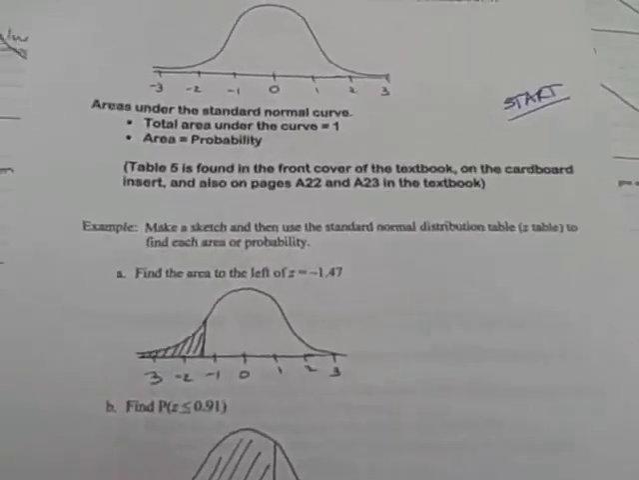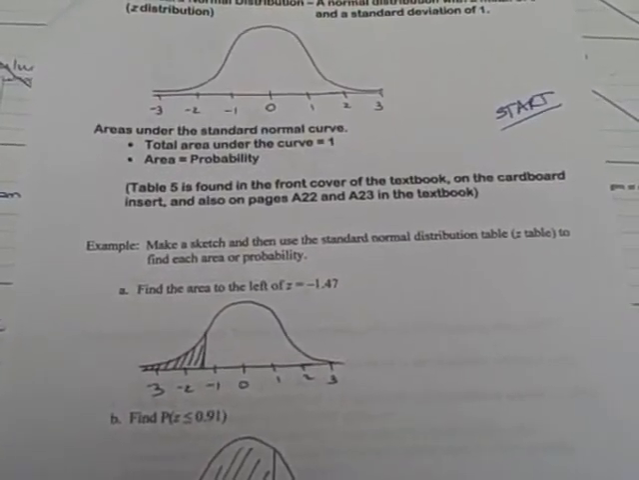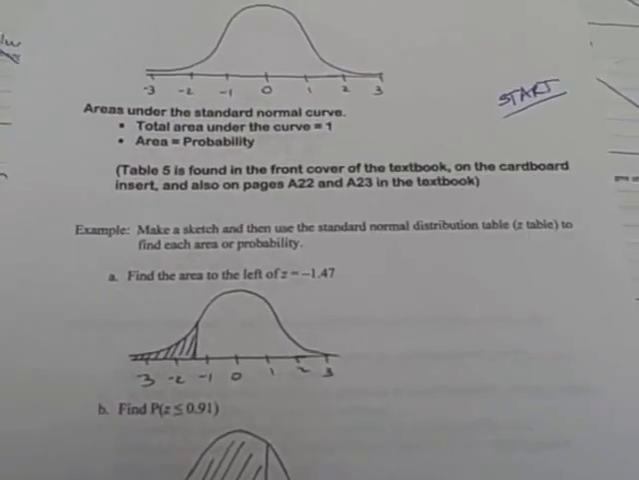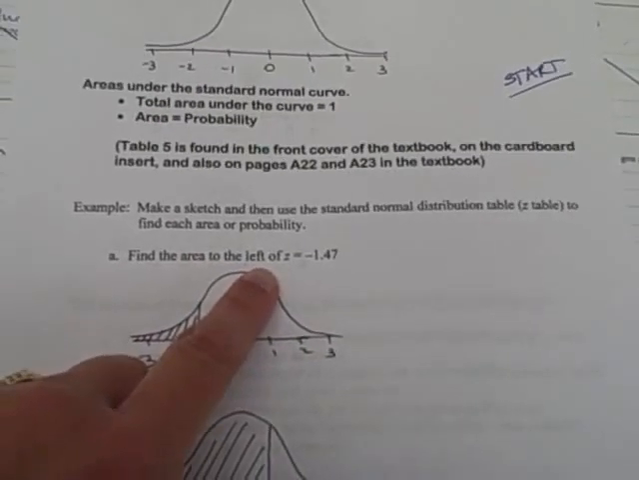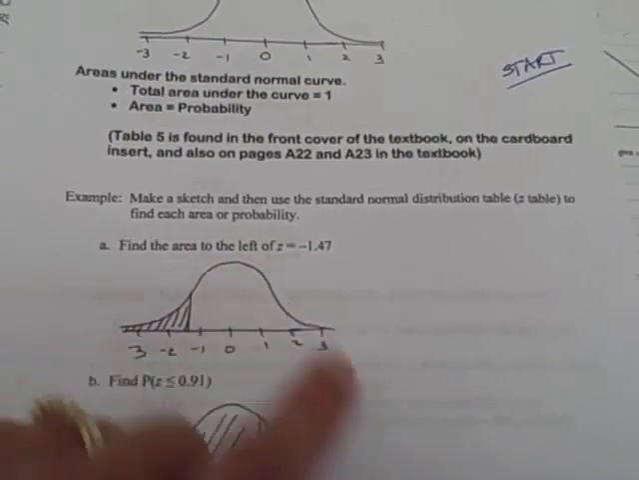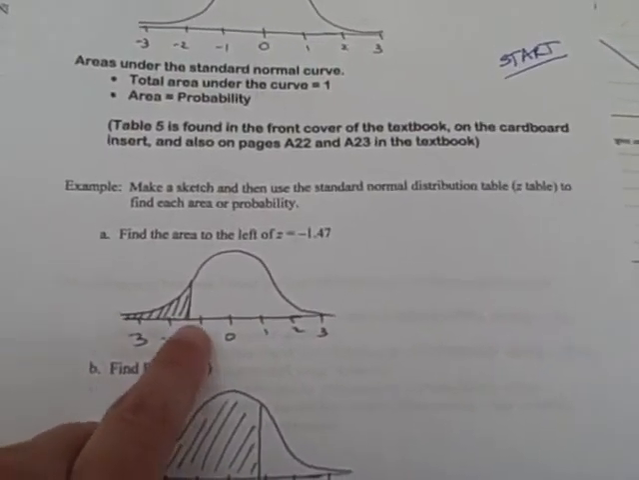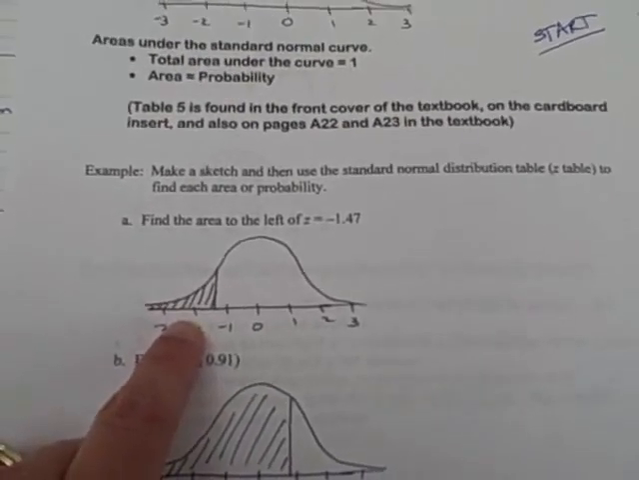Okay. First, this example says make a sketch and then use the standard normal distribution table, or the Z table, to find each area or probability. Now this first problem says find the area to the left of Z equal negative 1.47. So I drew my standard normal curve, went to about where negative 1.47 is, and shaded my area to the left.